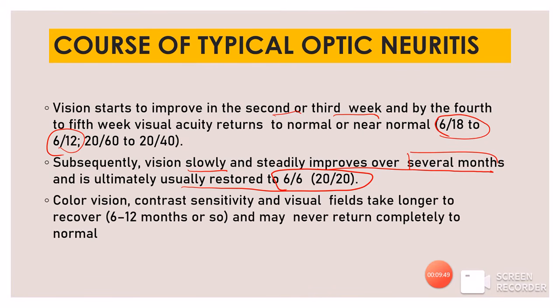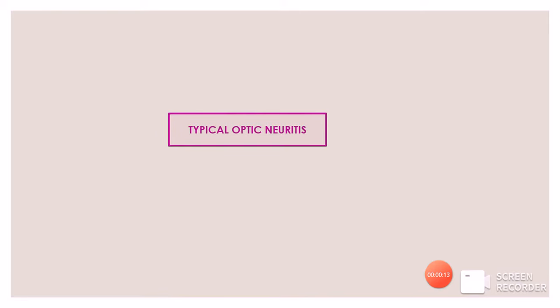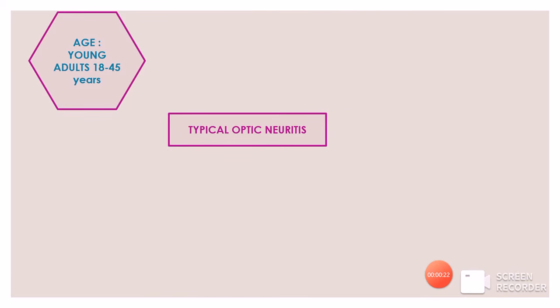However, there are things which do not improve or take longer to recover, and those are the color vision, the contrast sensitivity and the visual field defects. These three things will not recover so soon, and they are going to take a longer period of time, about 6 to 12 months, and in some patients they might not completely return to normal. So based on the clinical features that I have discussed, now I would tell you what I mean by typical optic neuritis. In a case of typical optic neuritis, the age range will always be 18 years to 45 years of age.